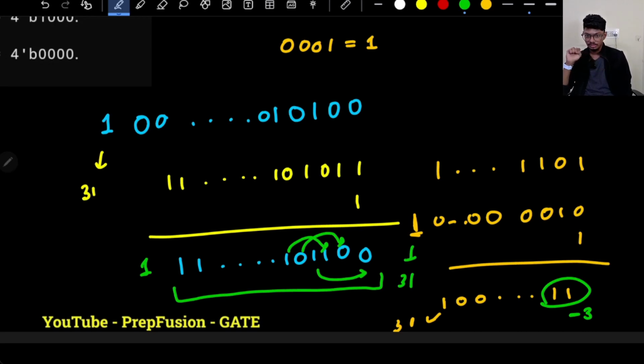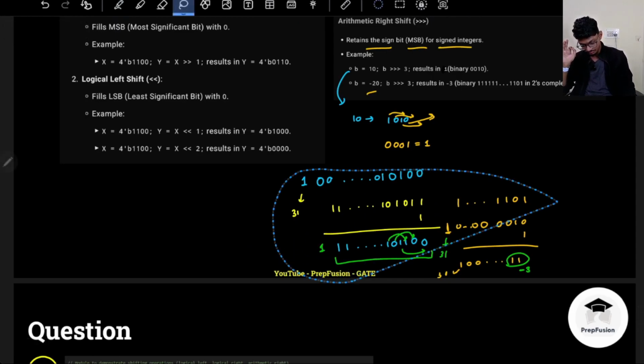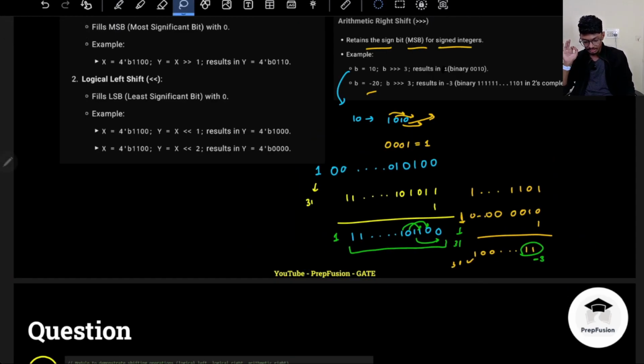I do understand it is a bit hectic, but is there a shortcut to this? Is there a shortcut to this? What if I would have done right shift 2?